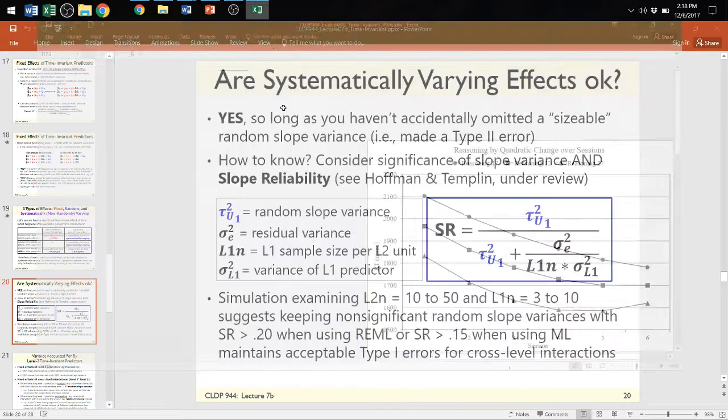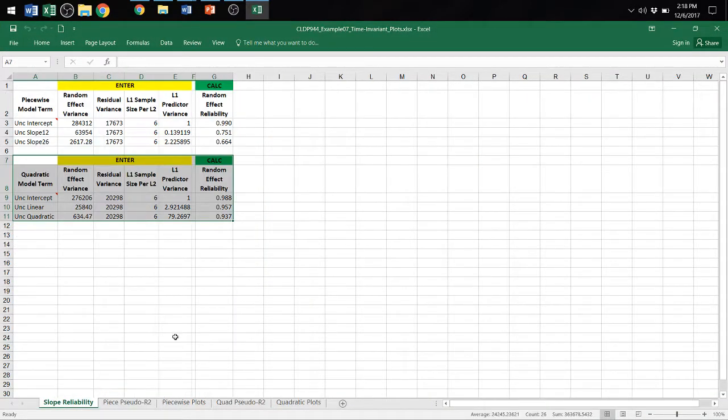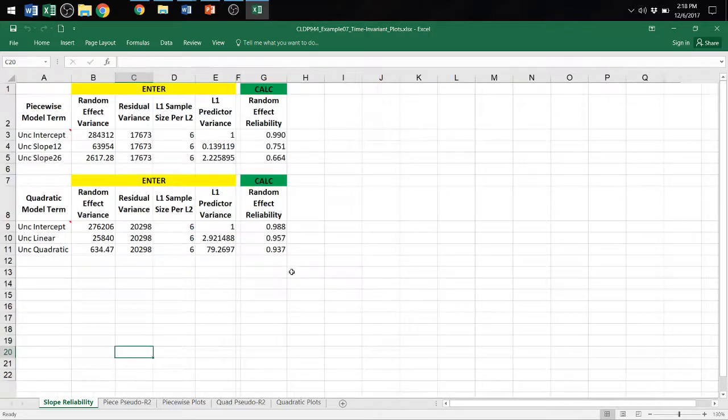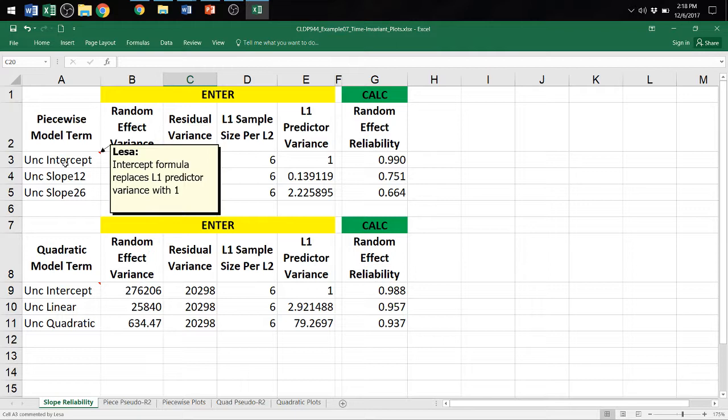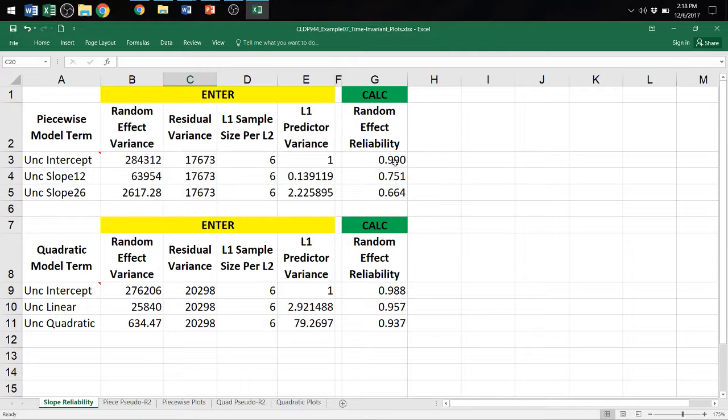So that's the last part here. I gave you a spreadsheet by which to calculate these things. So I calculated the reliability of the random slopes in this example, and the intercept as well. So for instance, in this piecewise model, the first slope had a reliability of 0.75, and the second slope had a reliability of 0.66. Both of those were statistically significant in this sample. If somehow those slopes weren't significant, but they had reliabilities that big, I'd keep them anyway.